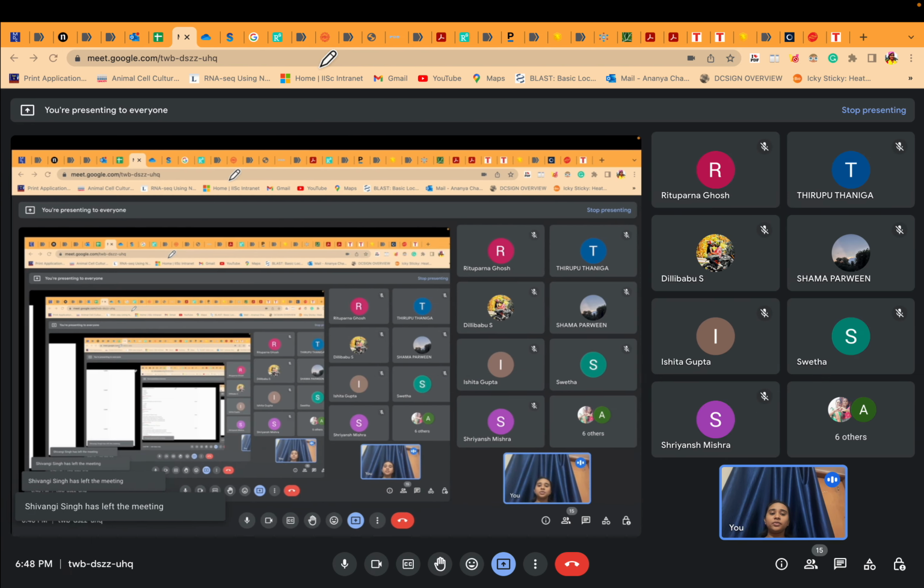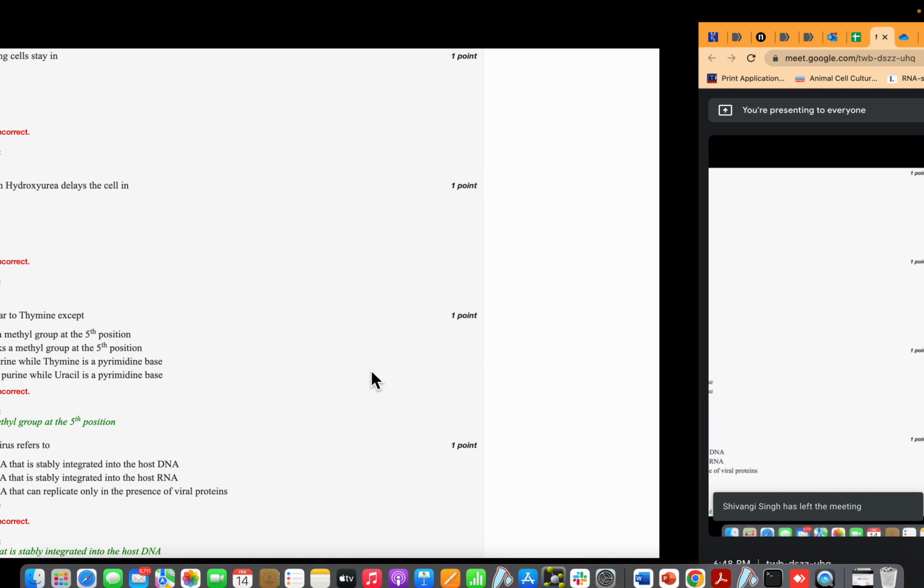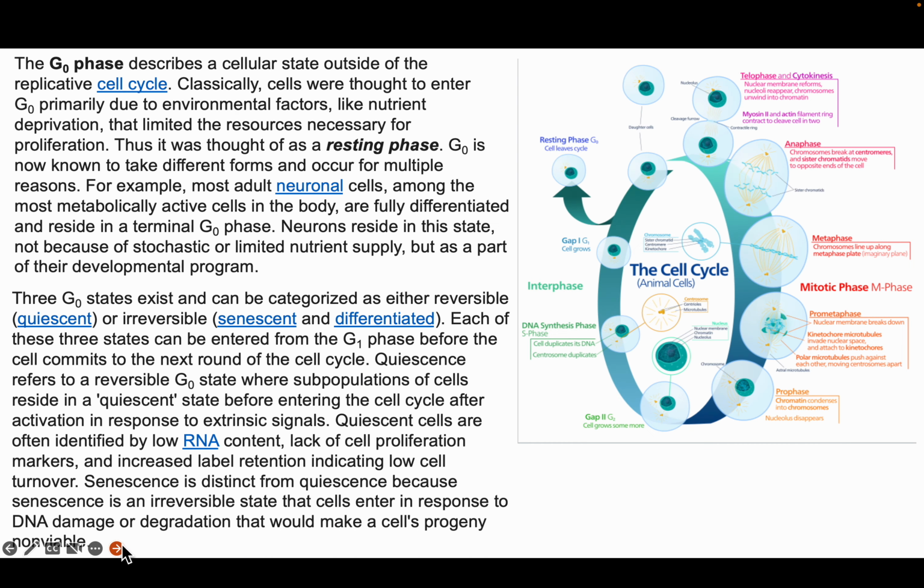So what is G0 phase? The G0 phase describes the cellular state outside of the replicating cell cycle. Classically, cells were thought to enter G0 primarily due to environmental factors like nutrient deprivation that limited the resources necessary for proliferation. Thus, it was thought of as a resting phase, or G0 phase. G0 is now known to take different forms and occur for multiple reasons.